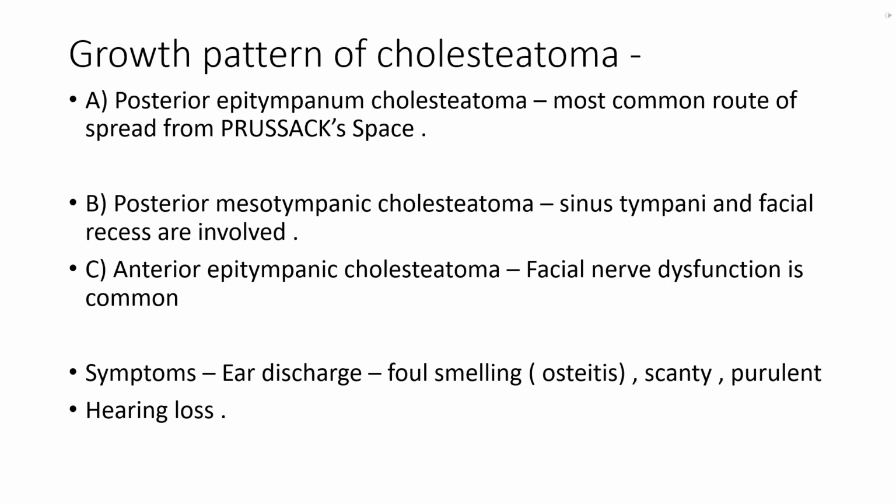Now coming to the growth pattern of cholesteatoma, what do we mean by growth pattern here? That is the route taken by cholesteatoma to spread in the middle ear cleft. The most common route is via Prussak's space. There are certain other spaces also that get involved, that is sinus tympani and facial recess. And at times, if the cholesteatoma spreads to the anterior epitympanum, it involves the facial nerve. So facial nerve dysfunction will also be a symptom of cholesteatoma.